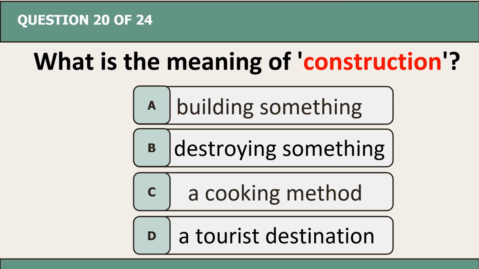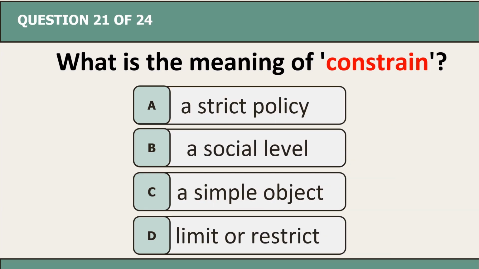Question 20. What is the meaning of construction? The correct option is A. Building something. Question 21. What is the meaning of constrain? The correct option is D. Limit or restrict.